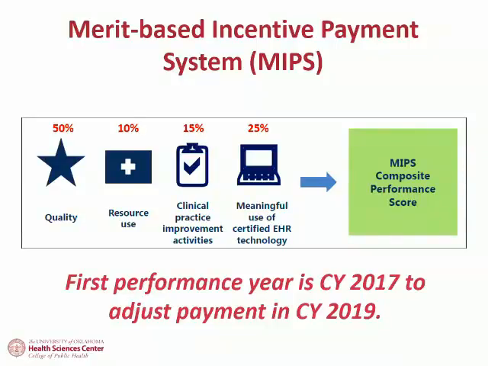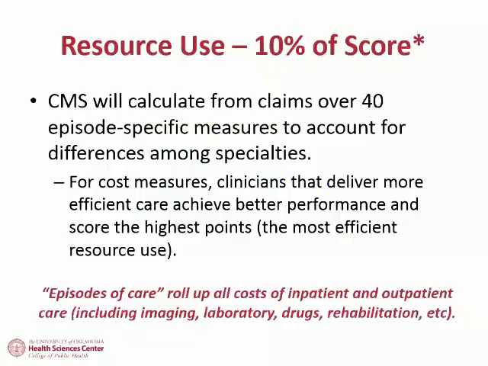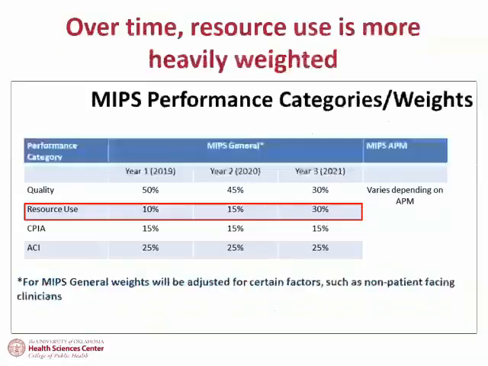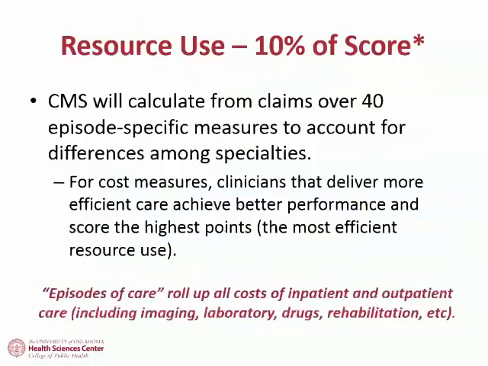I'm not going to go through all the details of this law because I'm not here to talk about ambulatory care, but you need to understand that in your physician office setting, you're going to be held accountable for quality, cost, doing performance improvement and for using your electronic medical record in a way that allows patients to interact with their records. Resource use. I want to highlight this one because it's 10% of your score in the first year. By the way, if you look in 2021, it becomes 30% of the score on how much it cost you to take care of your patients.